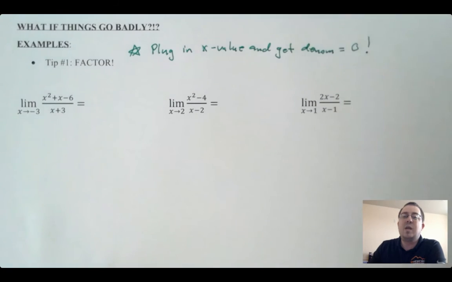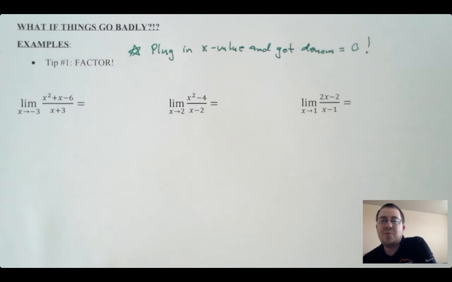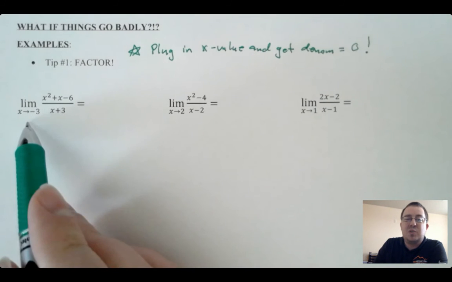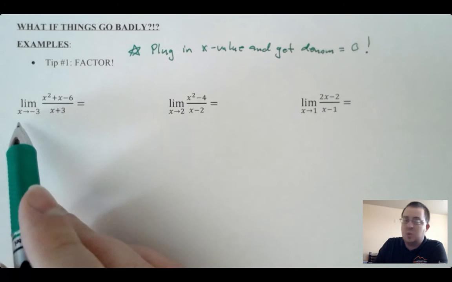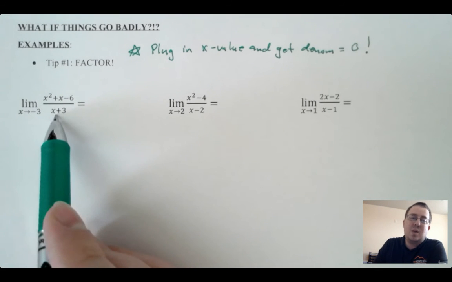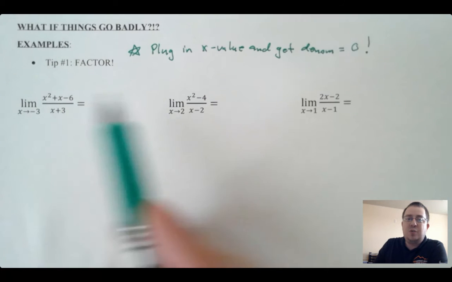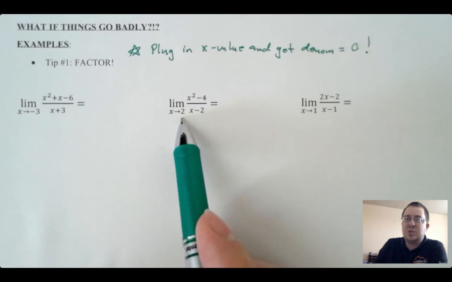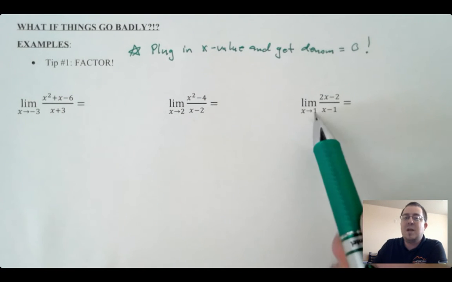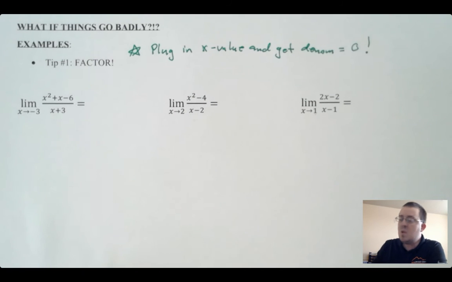So if we plug these values in and get a denominator of 0, that's going to be undefined, like the second example from last time, and we can't do that. I can see right away that all 3 of these are going to be like that. If I plug in x equals -3 here, -3 plus 3 is 0. 0 in my denominator, bad. If I plug in 2 for the second function, 2 minus 2, 0, bad. If I plug in 1 for this third function, 1 minus 1, 0, bad. So I can't just plug these numbers right in.